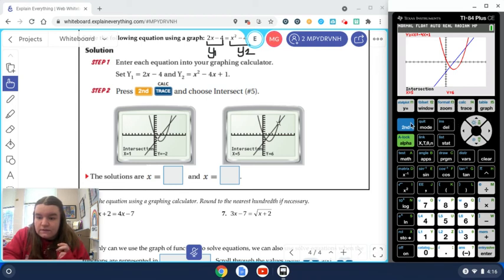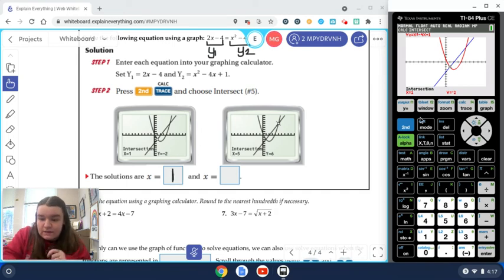So I'm going to hit second trace again, choice 5. This time I'm going to go over here. I think you should put both of them. Yes, okay. So you're going to put both of your little tracer things on the one you're looking for. So if I'm looking for this intersection here, I'm going to put both tracers there. And I get the point (1, -2). So one solution is x equals 1.